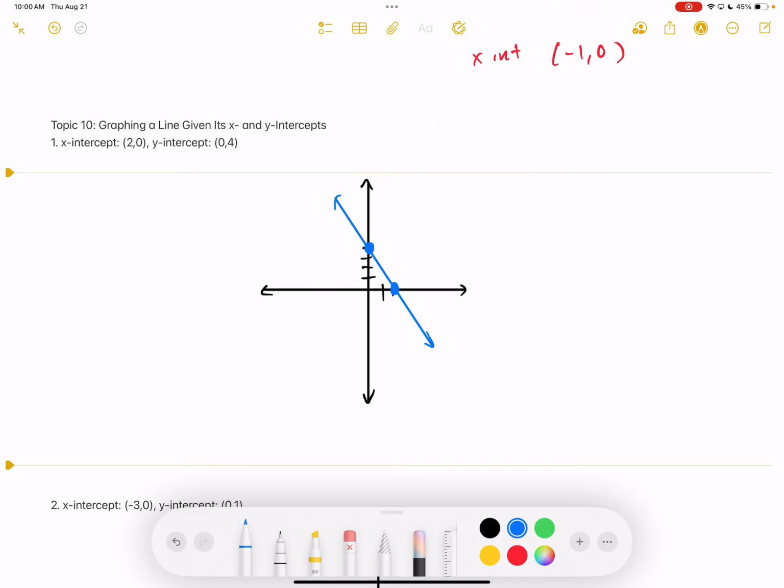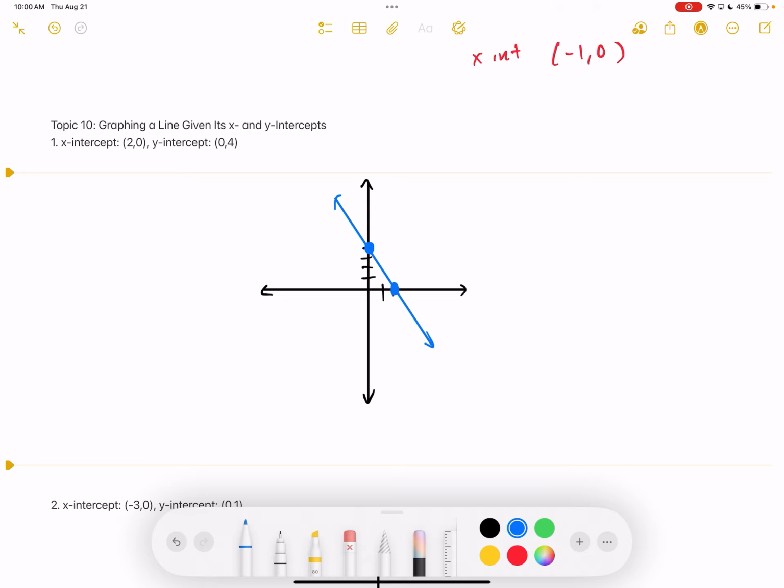Graphing these, when they just flat out give you the intercepts, it's easier than doing y equals mx plus b. But when you actually have to solve for the intercepts and then graph it, it takes longer. I think it's easier just to put it in y equals mx plus b. But the x-intercept is where it crosses the x-axis, the y-intercept where it crosses the y-axis.